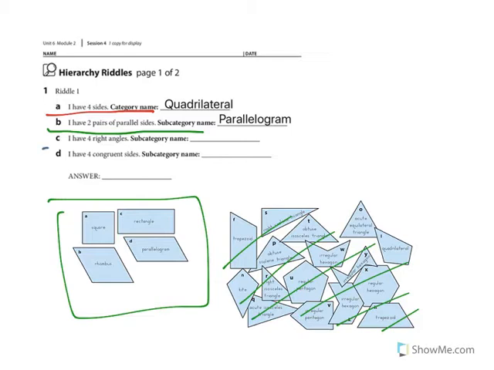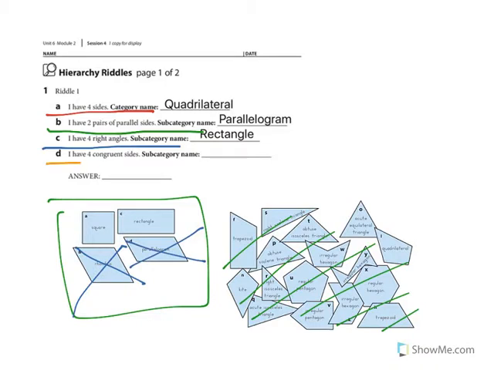Now let's look at what I can do for the rest. I have 4 right angles. What would be the subcategory name for something that has 4 right angles? If you said rectangle, you're on the right track. So let's take a look. Which one of these shapes have 4 right angles? Well, it can't be this one, and it can't be this one. So my shape is either A or C.